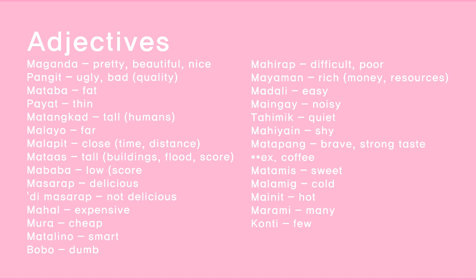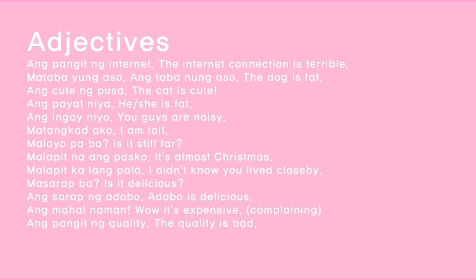Okay, sample sentences. Ang pangit ng internet. So we use pangit for a lot of things, like something that's of poor quality. So it's not the internet is ugly, but it's like of poor quality. Mataba yung aso. Ang taba nung aso. Ang cute nung pusa. Ang payat niya. Ang ingay niyo.